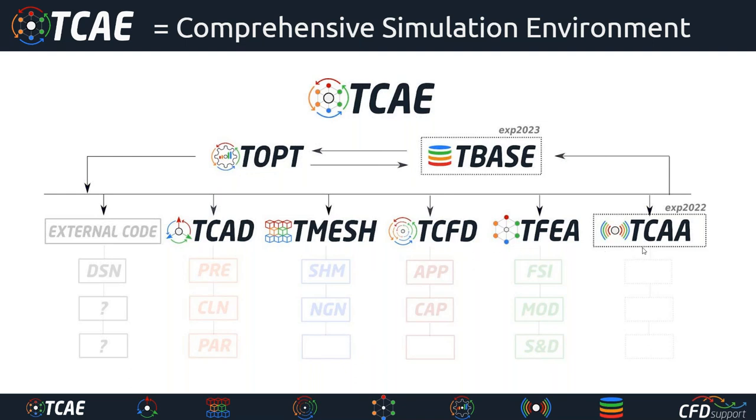Later this year, we will release a new software module called TCAA, which is computational aeroacoustics, so it will be aimed at acoustics. And next year we have big plans with a new module, TBASE, and I will speak about it later. So, TCAE consists of software modules. They are individual and extremely flexible. You can skip them, you can use them, you can combine them.